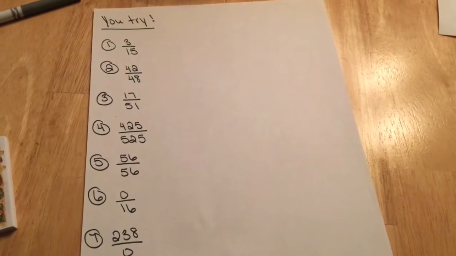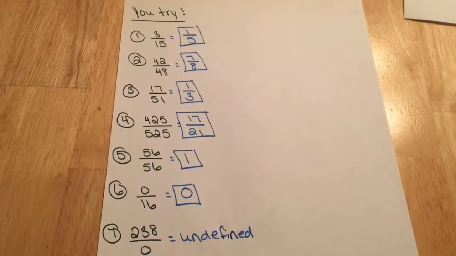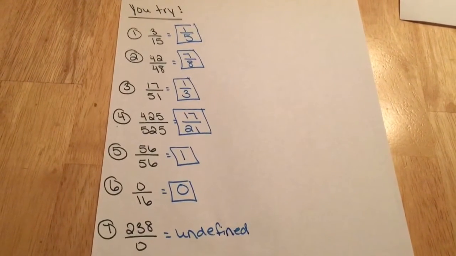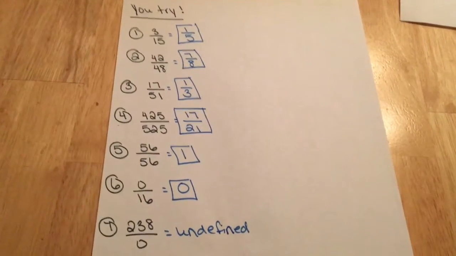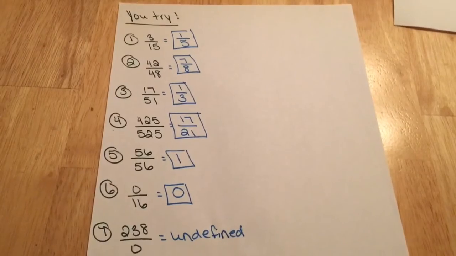Now, here are 7 for you to try on your own. Take a moment, pause the video, try and get these 7 answers, and when you've finished, unpause it and let's check to see if you're correct. Did you get these 7 answers? If you didn't, you can always retry. I know there were a lot of ways to simplify fractions, but as long as you find one that you're confident with, then you'll be good to go and you'll always know how to simplify fractions.